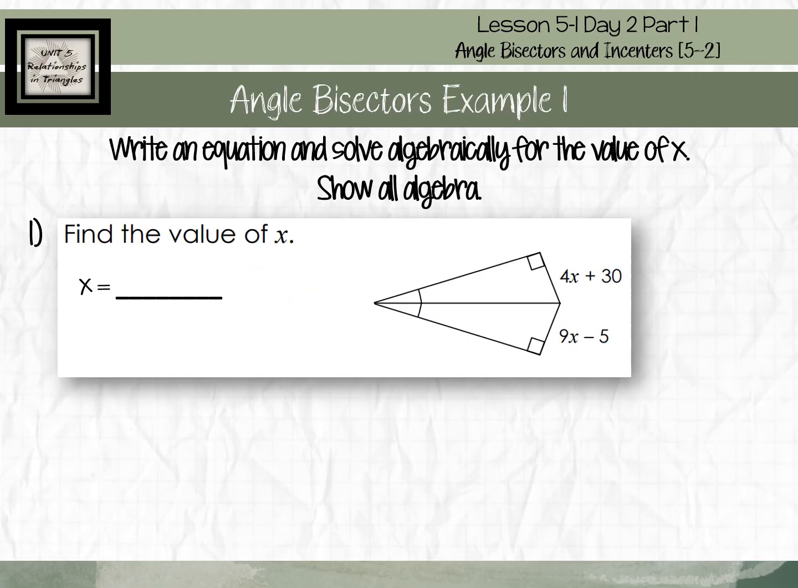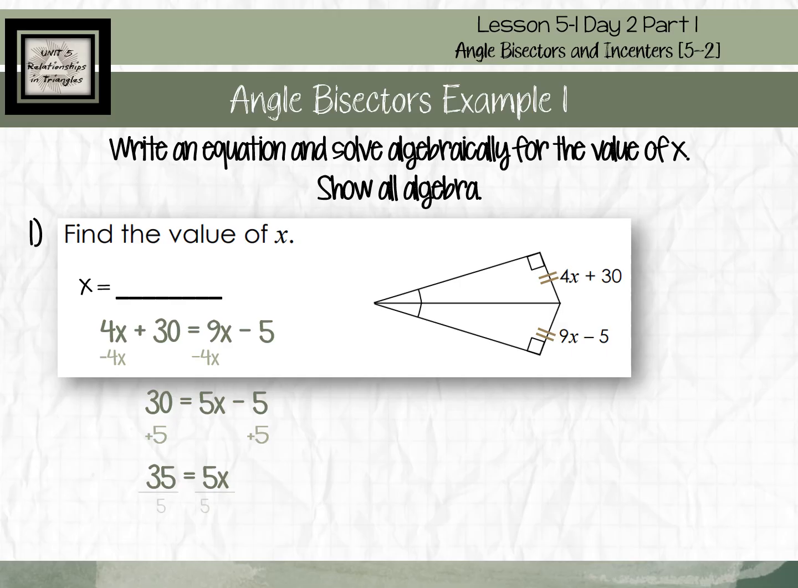Write an equation and solve algebraically for the value of x. So we have an angle bisector, so those must be equal. Set them equal to each other. 4x plus 30 equals 9x minus 5. Move the smallest x, so subtract 4x on both sides of the equation. We get 30 equals 5x minus 5. Add 5 to both sides. 35 is equal to 5x. Divide by 5 and x is 7.